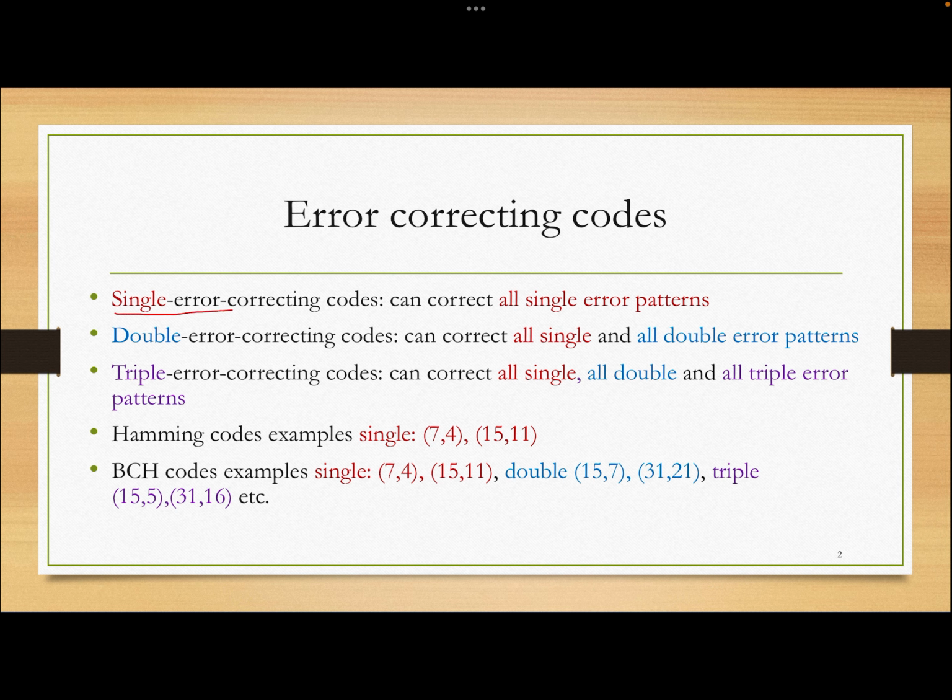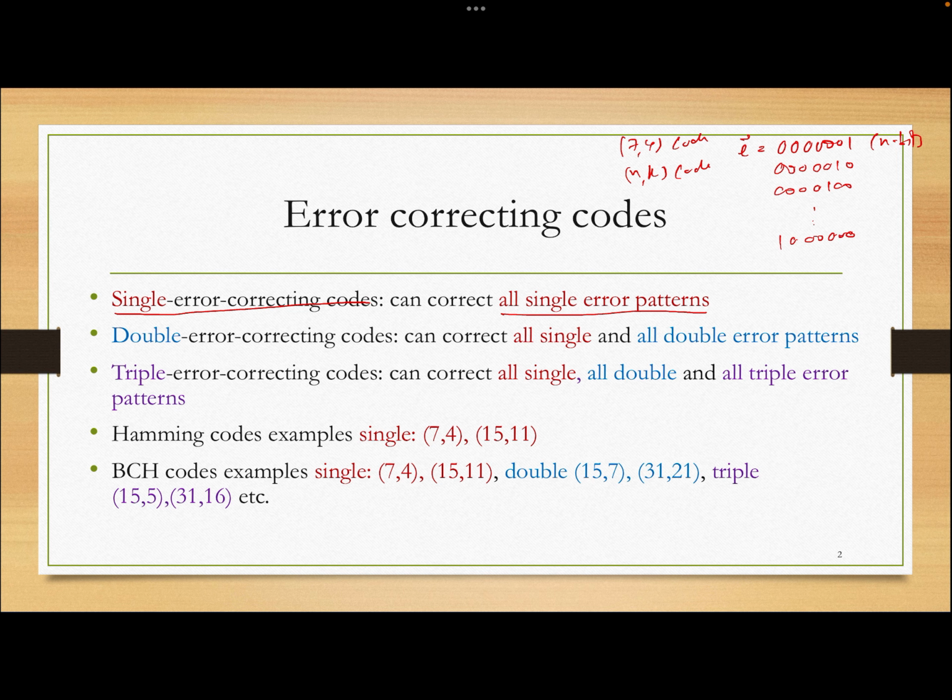For a single error correcting code, this code must be able to correct all single error patterns. Now, what are the single error patterns? If you have a 7-4 code, or an (n,k) code, the error patterns will look like this. So this is for 7-4, so we have n bits here, and a single error looks like this. These are all single errors, from 1000000 until 0000001.